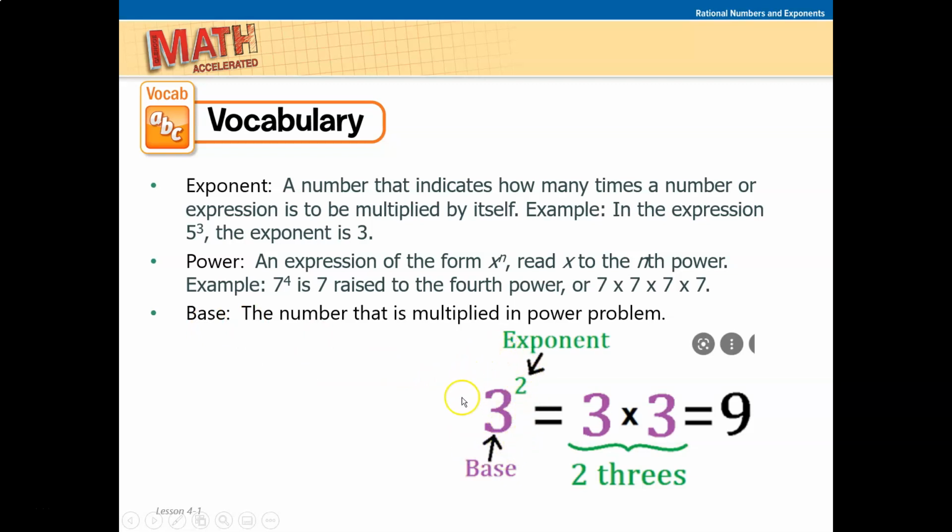A base is the number that is multiplied in the power problem. So in the example 3 squared, the base is 3, the exponent is 2, which would be 3 times 3, which is 9.